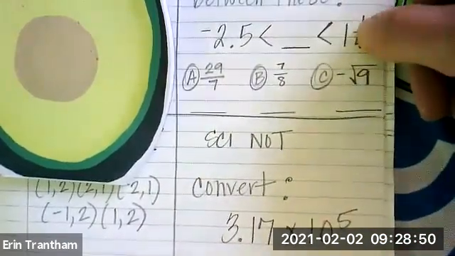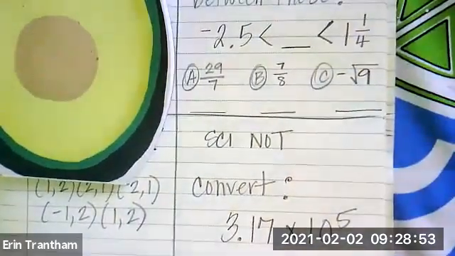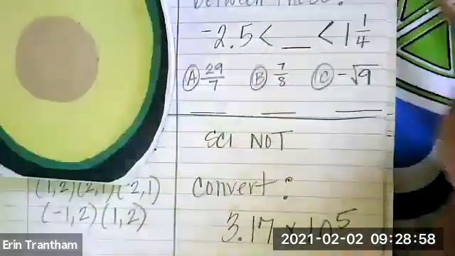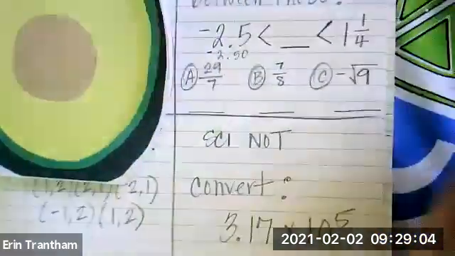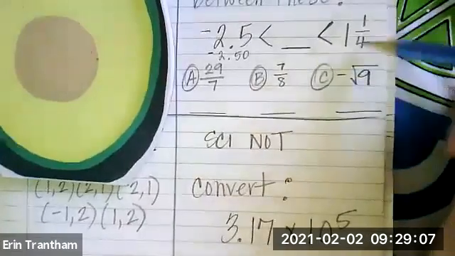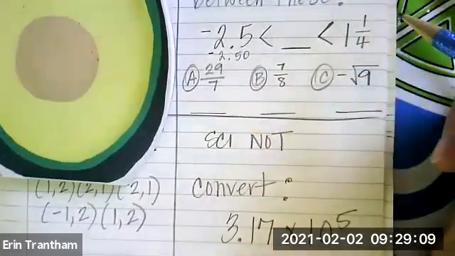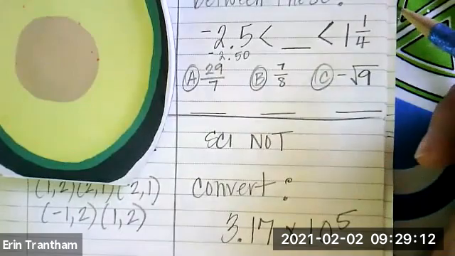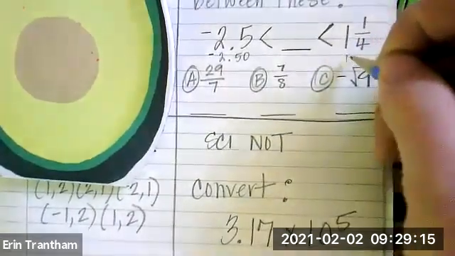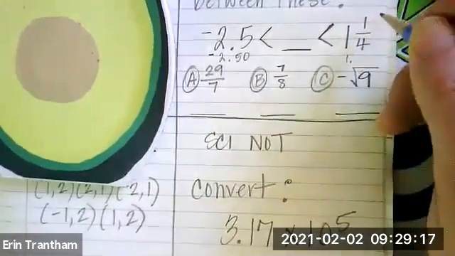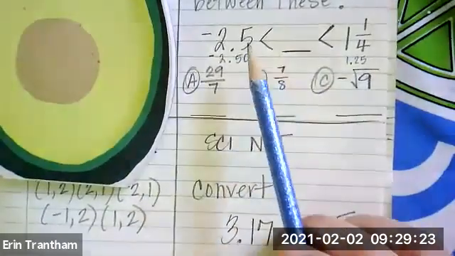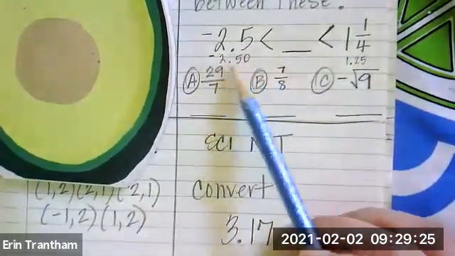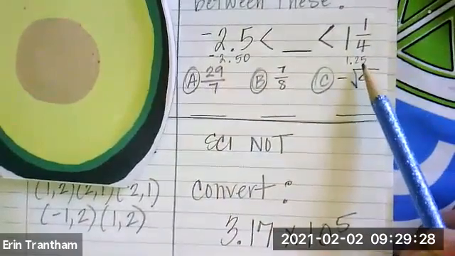So let's convert to make it look like money. Negative 2.5 is the same thing as negative $2.50. And then how do we convert 1 1/4? 1 divided by 4. So 1, we just bring that number down, 1. And then 1 divided by 4 is what? Okay. So look, this is like owing somebody $2.50. This is like having $1.25 in our pocket.